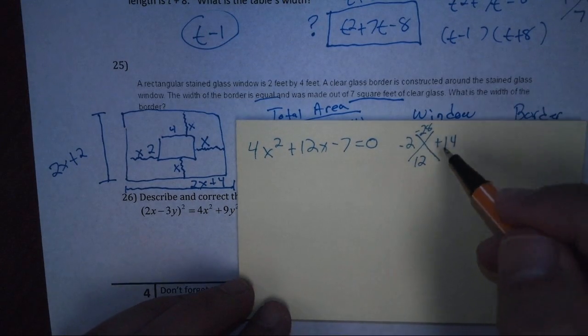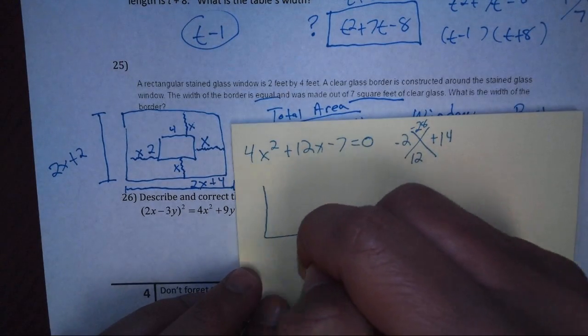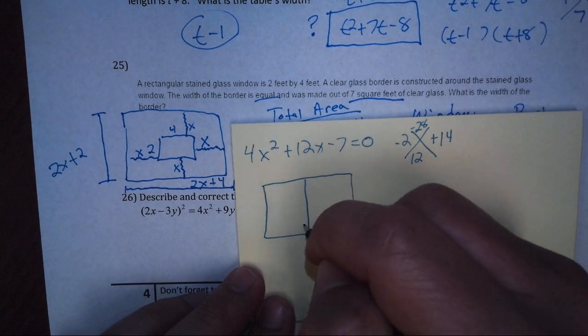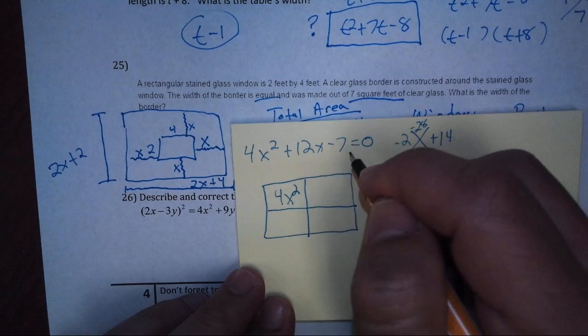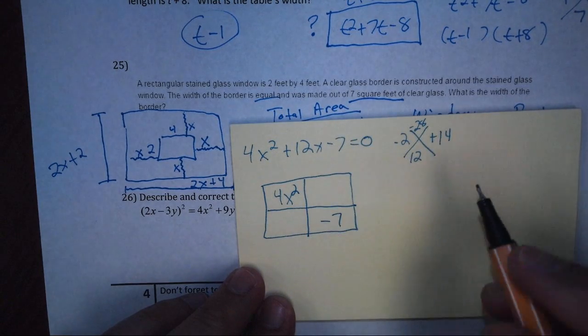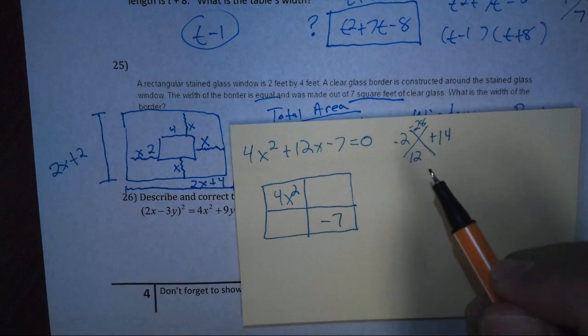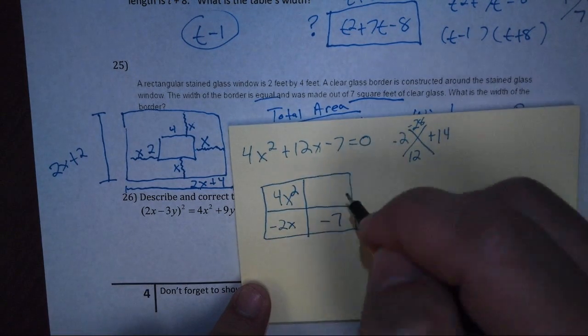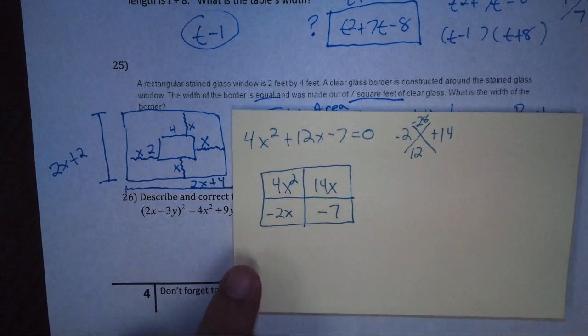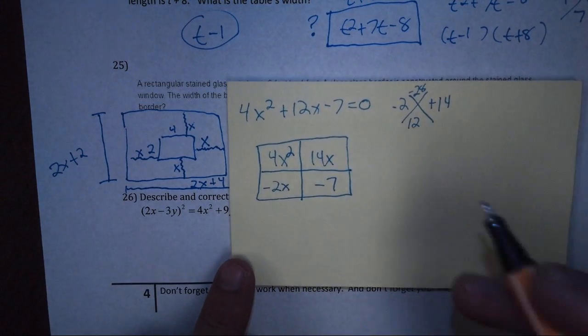So since I know that I can find numbers, now I'll go make my box. Again, to do that box, your x squareds are always in the upper left. Your constant is always in the bottom right. And your two numbers from the diamond that you came up with make your missing boxes. So negative 2x, 14x. So now we find the GCFs.